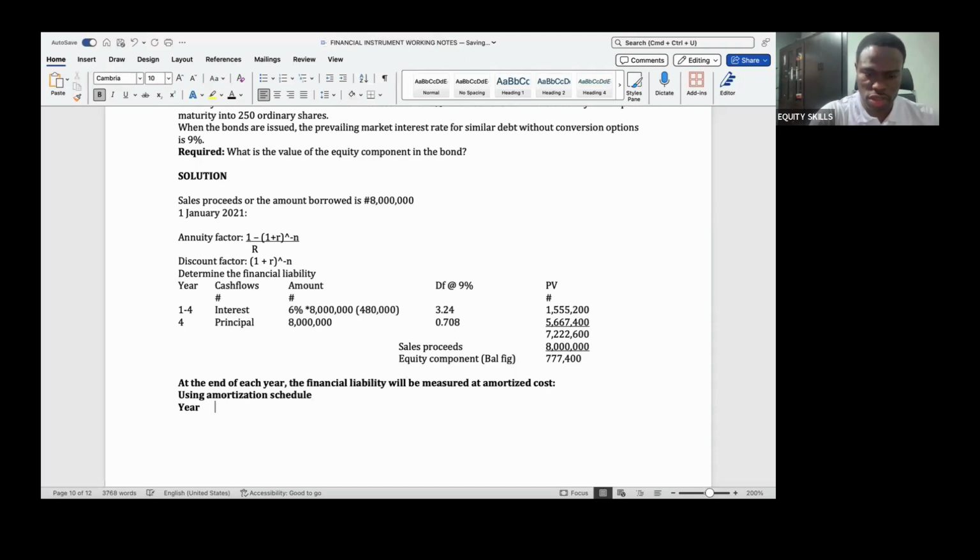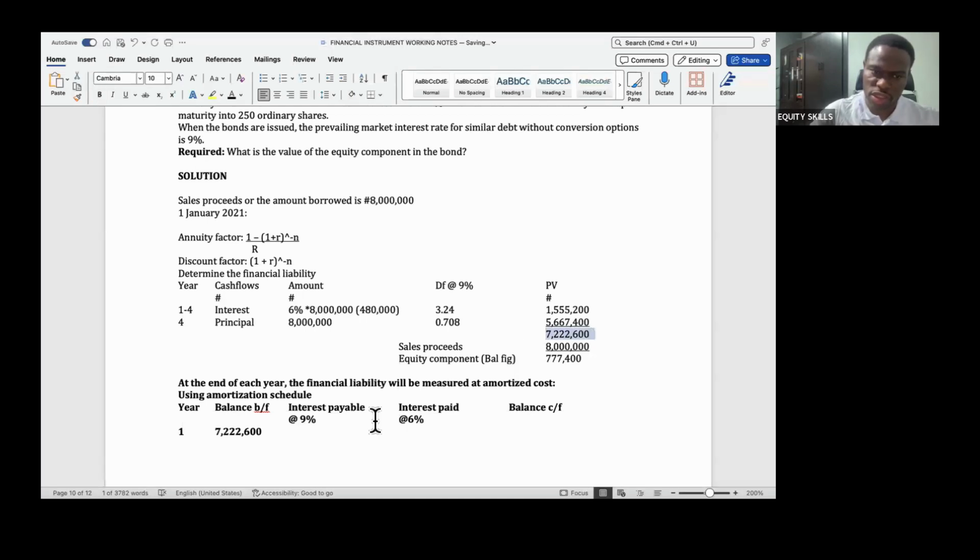So you can do your years, balance brought forward, interest payable, interest paid, and you do your balance carried forward. So the interest rate here is the effective interest rate. This is the nominal and your value. So in the first year, which is year 1, the value of the financial liability was 7,222,600, which is this.